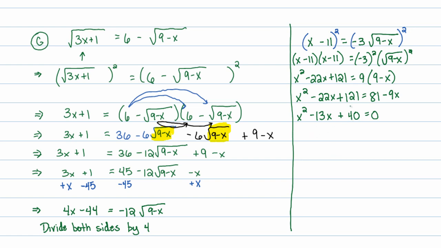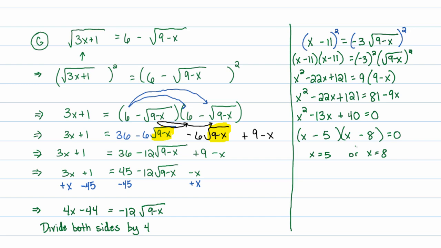Now, this is the easier kind of factoring, because you're just looking for two numbers that multiply to 40 and add to a negative 13. Well, that'd be negative 8 and a negative 5 maybe. So we have two options for x. Either x is equal to 5 or x is equal to 8. Both could be true, one could be true, or none could be true.